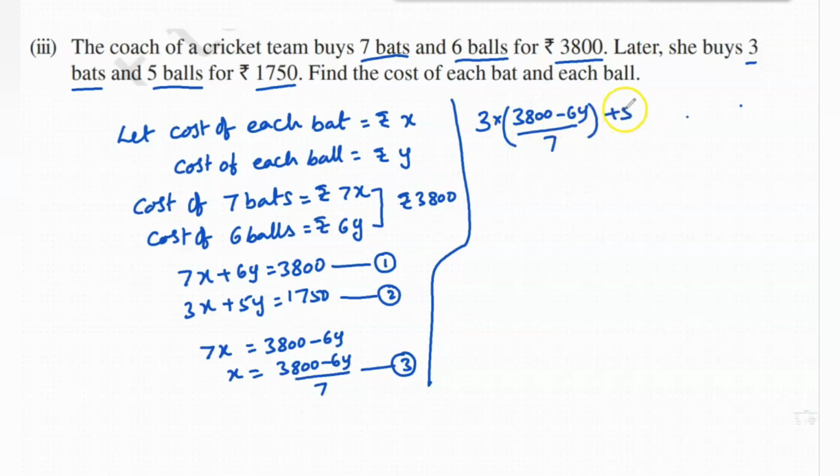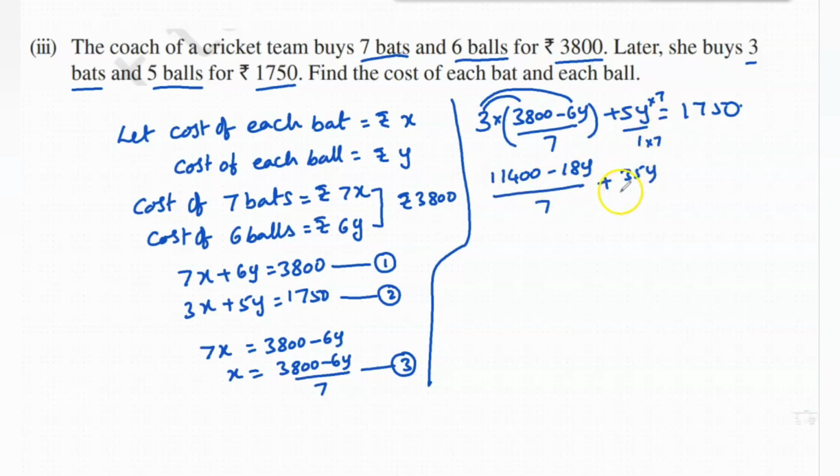plus 5y is equal to 1750. Now, let us write this 5y as 5y by 1 and we will make the denominator 7 here also, multiplying by 7. Now multiply the numerator: 3 into 3800 gives you 11,400 minus 6 3s are 18y, by 7. Plus, if you multiply with 7, 7 5s are 35y, by 7, which is equal to 1750.